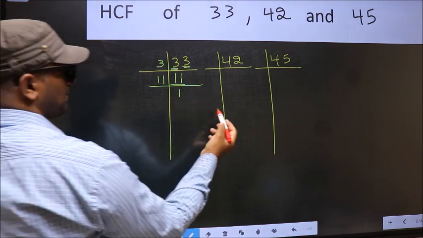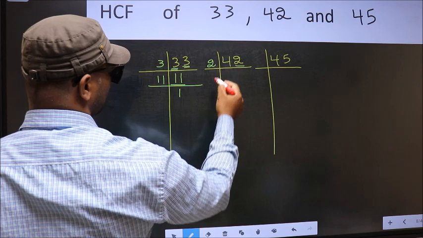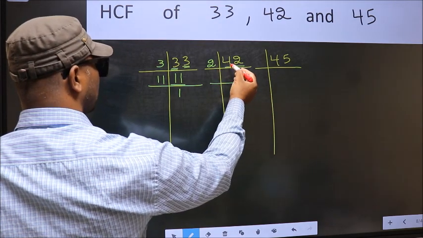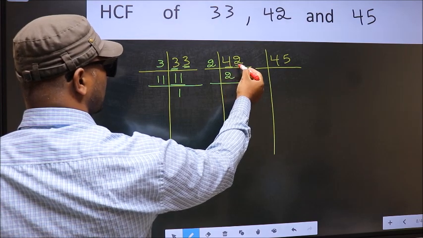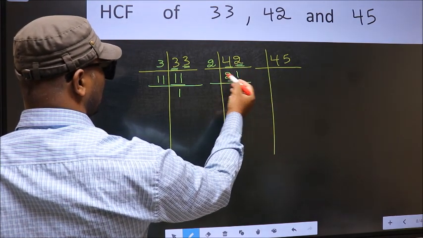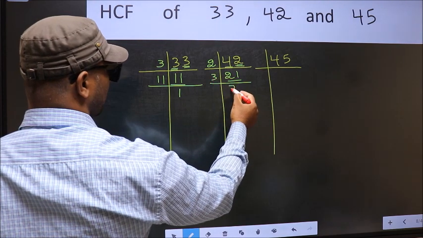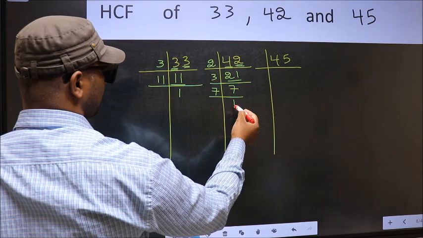Now the other number, last digit 2, even, so take 2. First number 4, when do we get 4 in 2 table? 2 2s are 4. The other number 2, when do we get 2 in 2 table? 2 1 is 2. Now 21 is 3 7s are 21. 7 is a prime number, so 7 1s are 7.